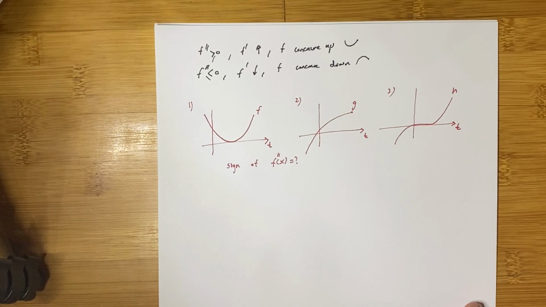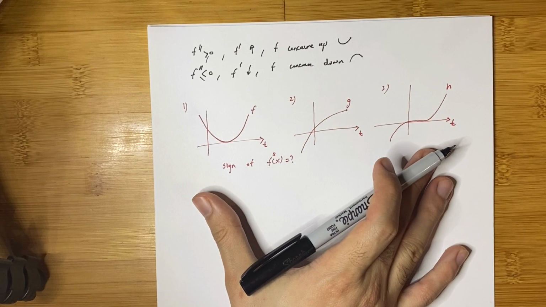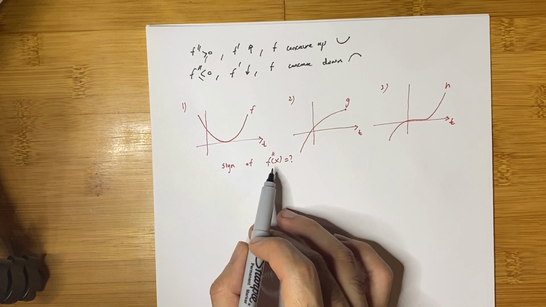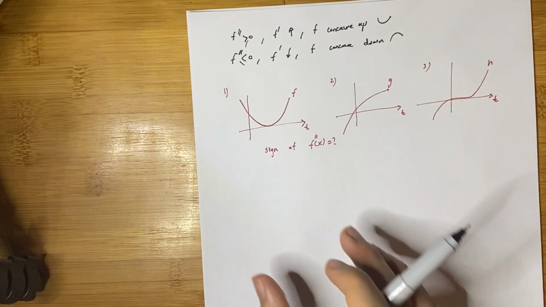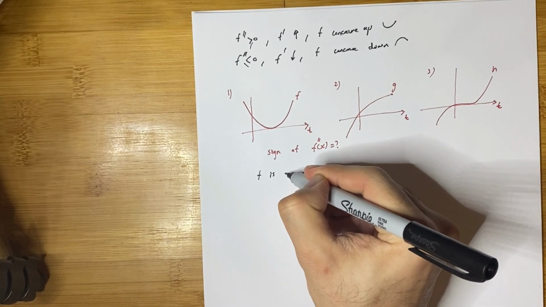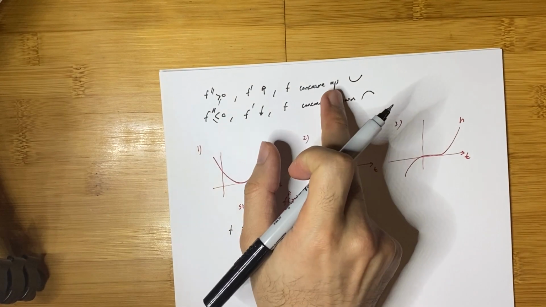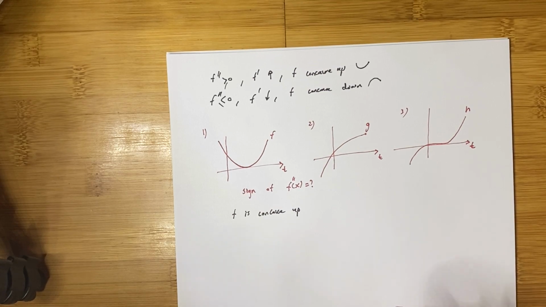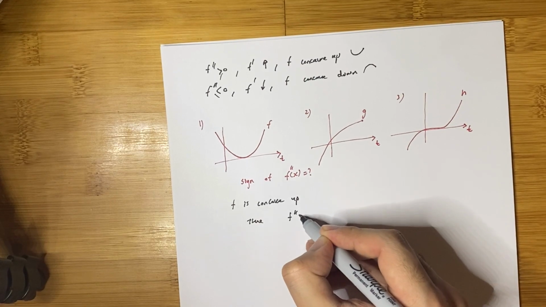Here we have 3 examples. 3 functions f, g, and h, and the one we want to find is the sign of the double prime of x. So let's take the first one. Here, notice that f is a concave up function. From here, it says when it's a concave up function, f double prime is positive or equal to 0. Therefore, that's our answer.